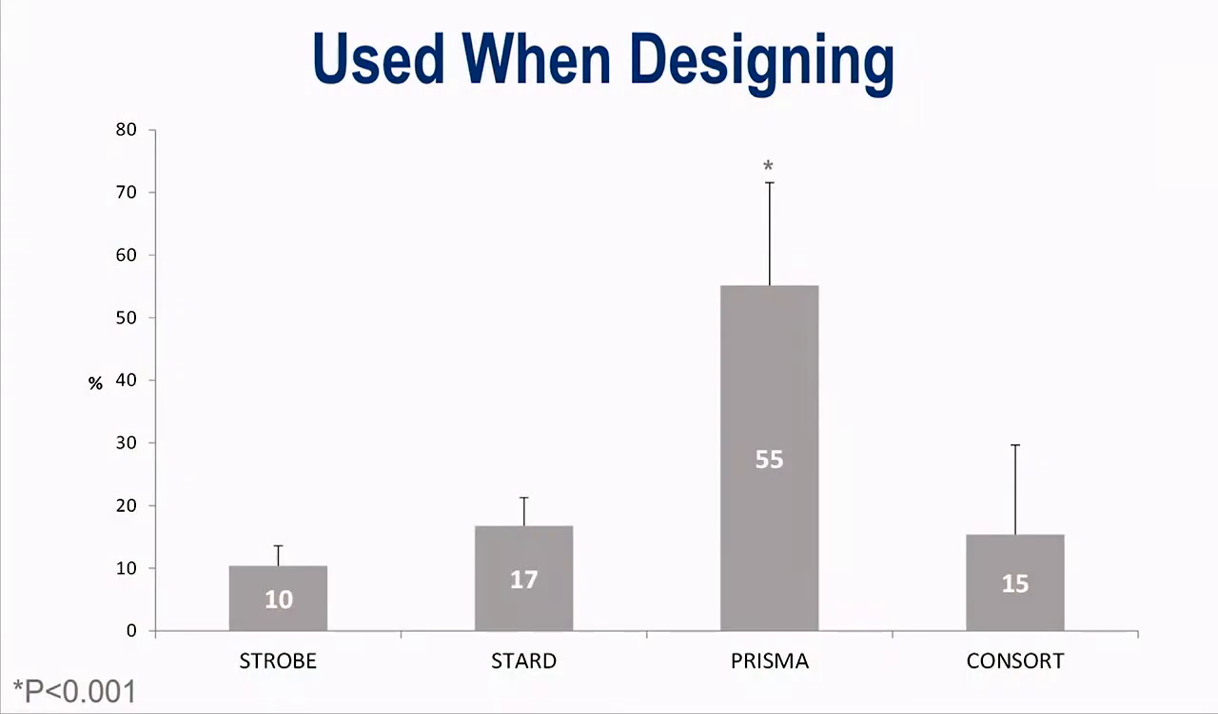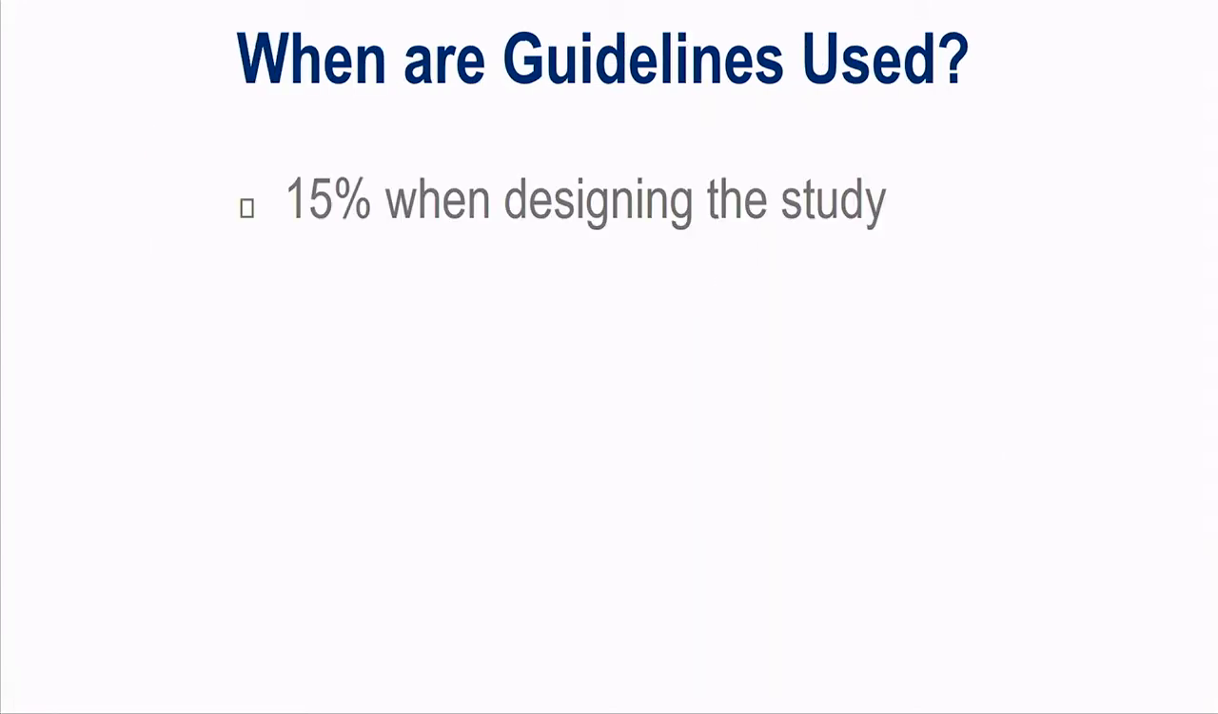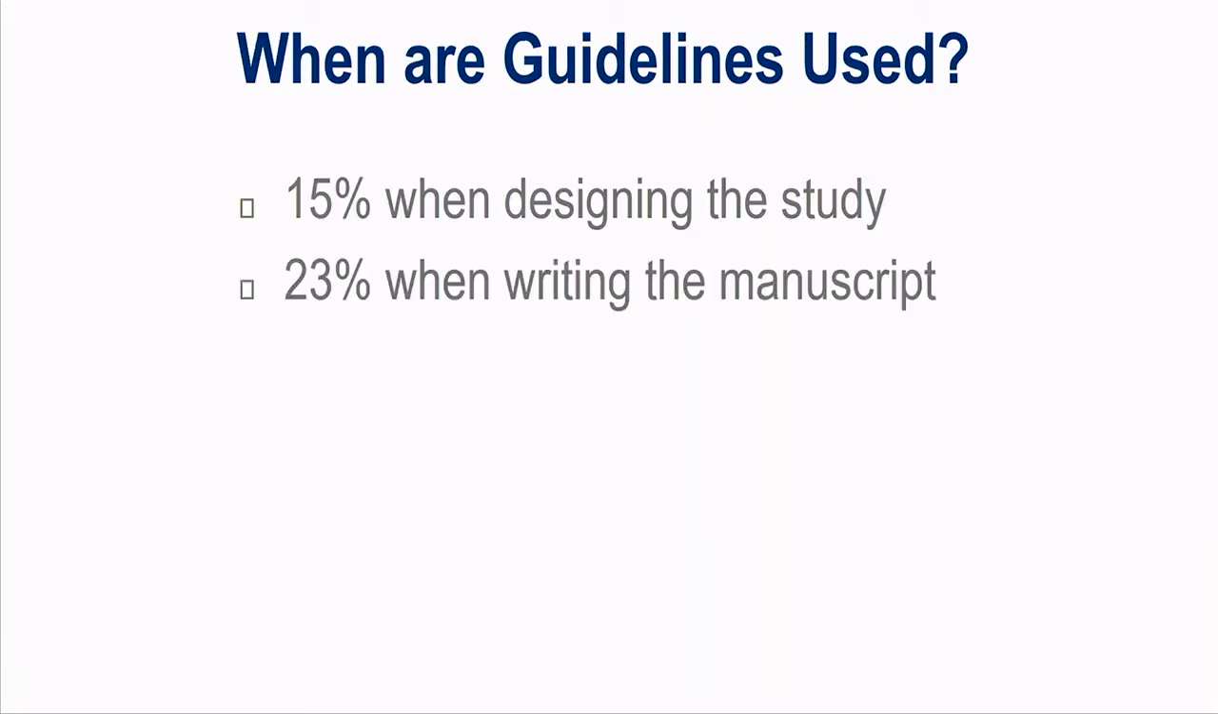Well, unfortunately, it's only the meta-analyses that have achieved more than 50% using the guideline when designing their project. And to a great surprise, the RCTs used it on average only 15%. Only 15% of the RCTs checked CONSORT before setting up a protocol and starting an RCT. So only 23% used it when writing the manuscript. We were hoping that would be higher too.